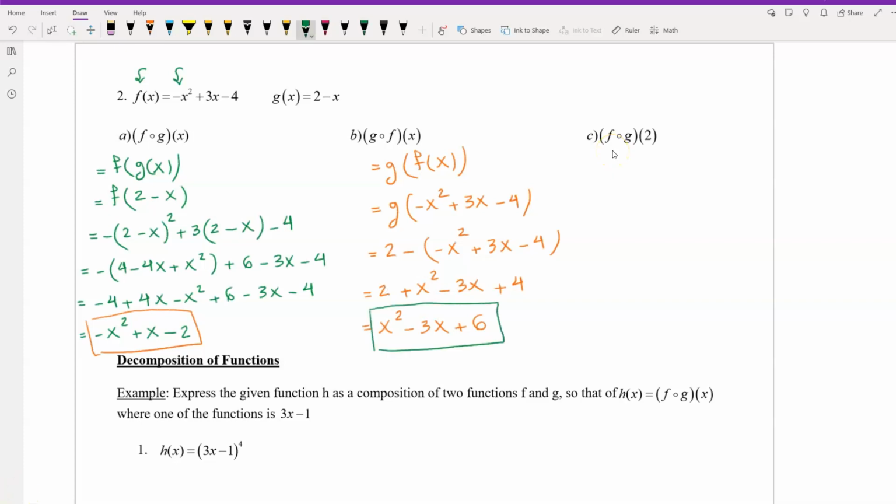Part C, f of g(2). We can use what we had in part A, because here we have f of g(x), but instead of x we have to use 2. So using what we have here, instead of x, use 2. So it's negative 2 squared plus 2 minus 2. So our answer is negative 4.